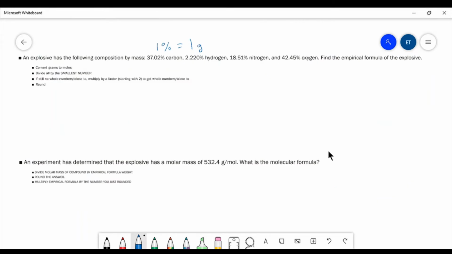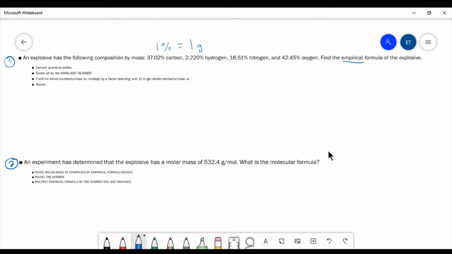Okay, so this problem is split up into two parts. In the first part, we're going to find the empirical formula. In the second one, we'll find the molecular formula. In order to find the molecular formula, you must have the empirical formula. So you might have these types of problems that are split up into two parts, or you might just encounter problems that only ask you for the empirical formula.